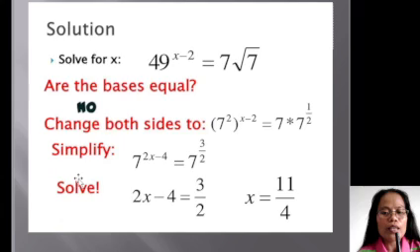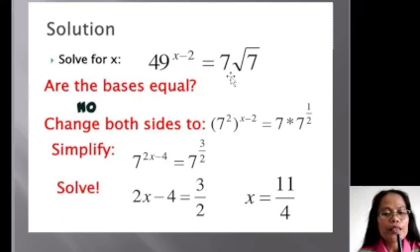This 49, we change it into exponential form. So we have 7 squared. So 7 squared to the power of x minus 2 is equal to 7 times 7 to the power of 1 half. Why? Because if you are going to change a radical form, the square root, to exponential form, the exponent is 1 half. So we have to simplify.